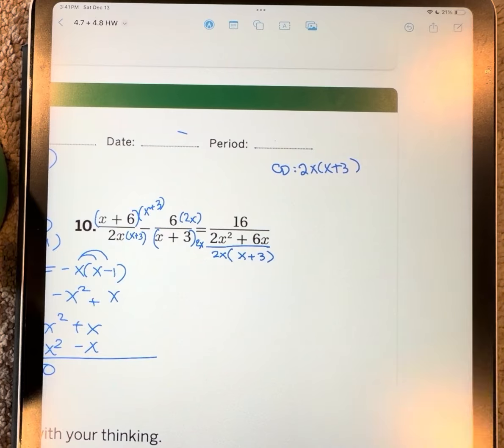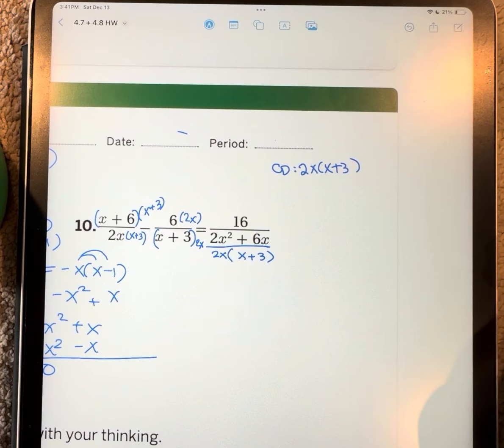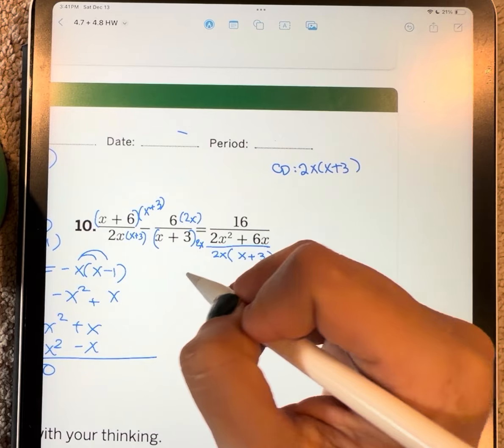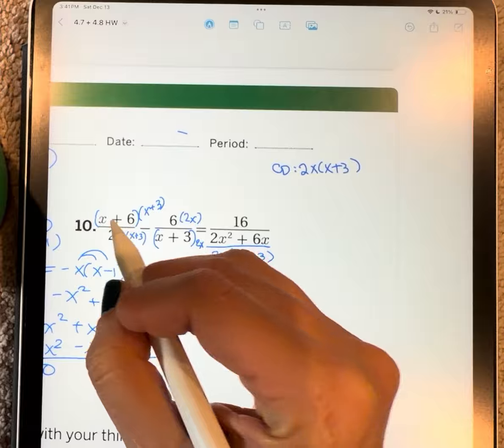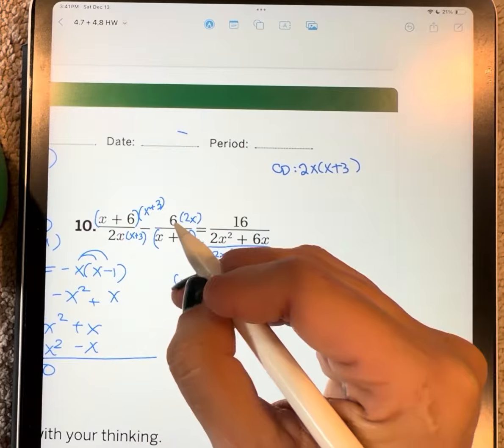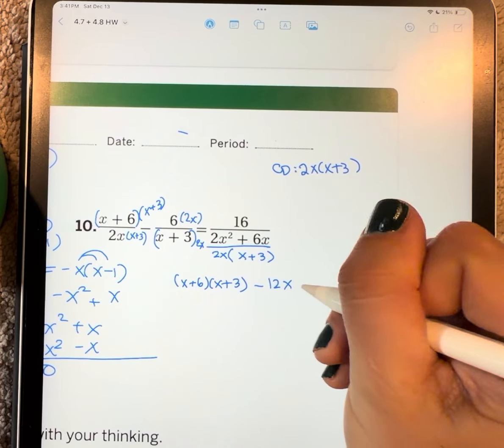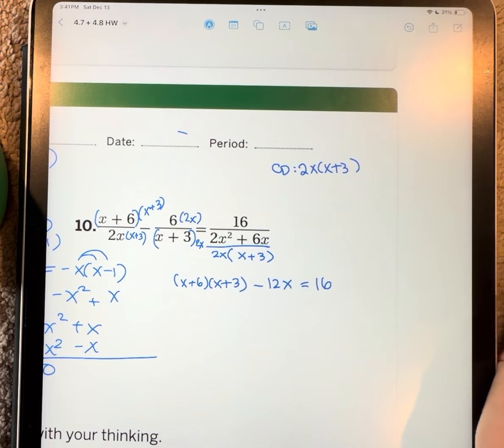And then this fraction is done. It already has it all. So I can forget the common denominator now and deal with this x plus 6, x plus 3 from this numerator, minus 6 times 2x, which is 12x, and it'll equal 16.